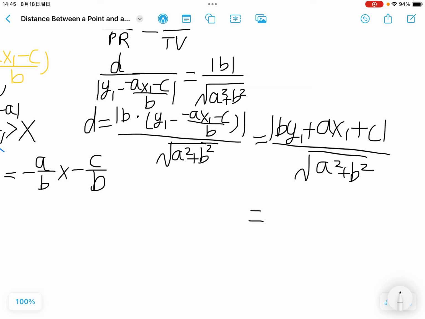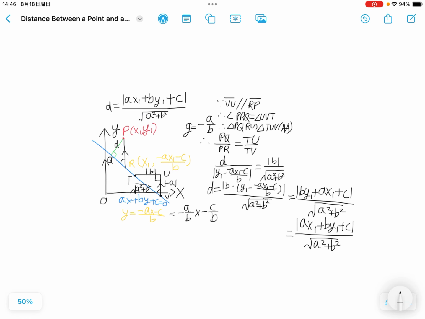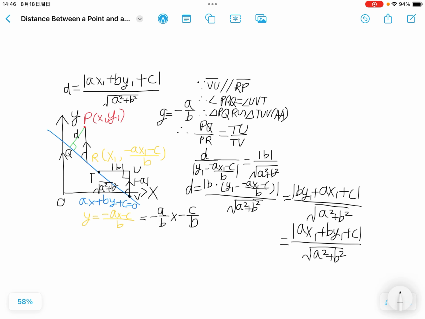And then that's also equal to, so we can reorder this, right? We can reorder this so that we get AX1 at the front, and we add C, we add BY1, and we take that over root A squared plus B squared. So that's just our formula. We've got the same thing. We got d is equal to the absolute value of AX1 plus BY1 plus C over root A squared plus B squared.